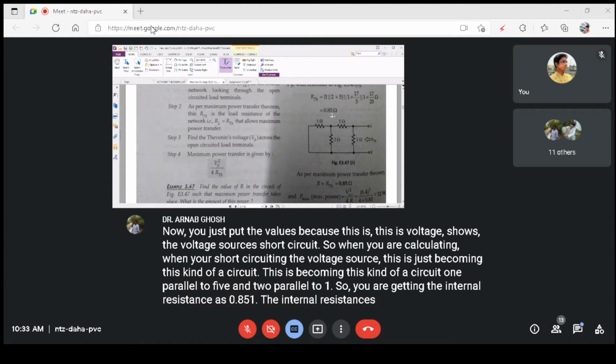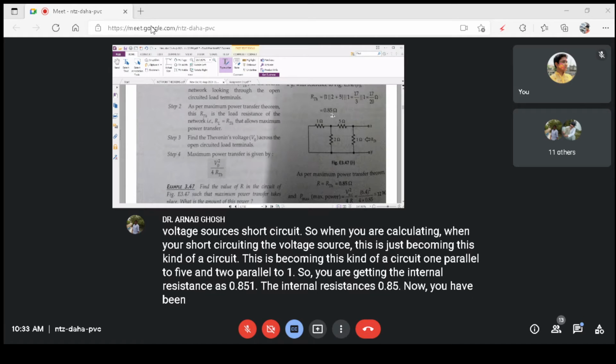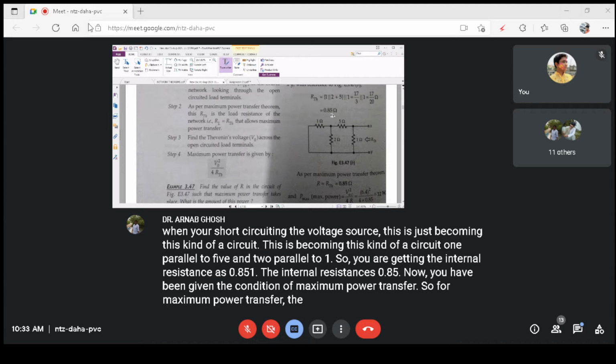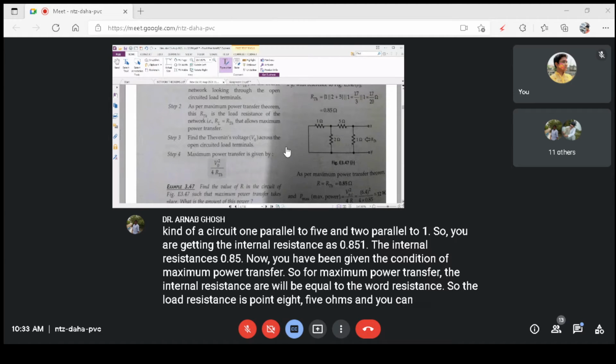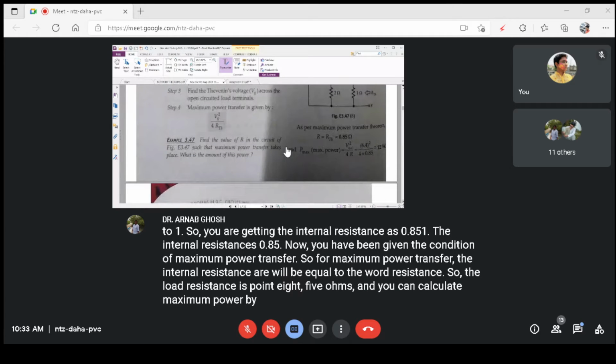Now you have been given the condition of maximum power transfer. The internal resistance R will be equal to the load resistance. So the load resistance is 0.85 ohms and you can calculate maximum power by V squared by 4R, that is coming out as about 12 watt, 12.04 watt.